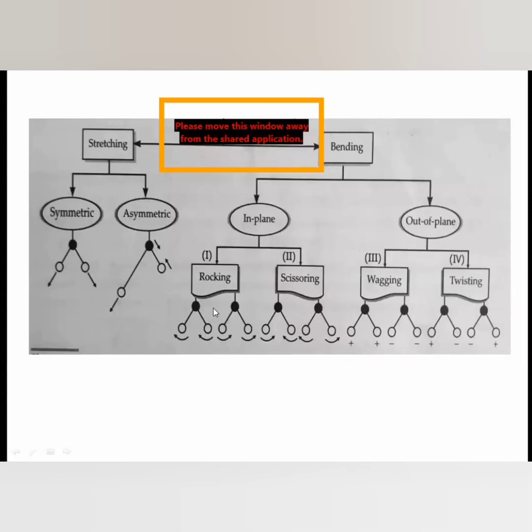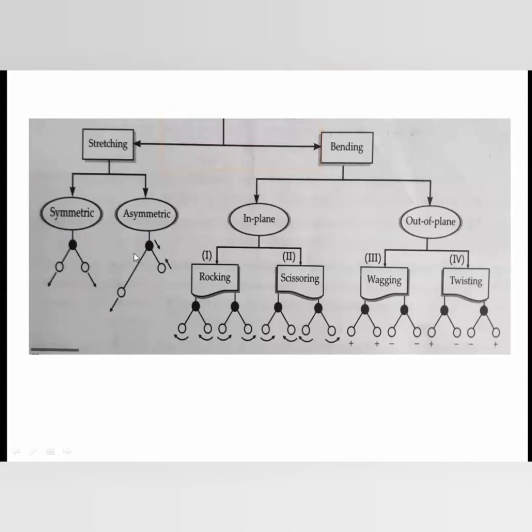We can represent the two modes of vibration symmetrically. The stretching has two types: symmetric stretching, where the bond lengths change simultaneously, and asymmetric, where one changes and moves away from the central atom. Bond angle changes. One comes closer to the central atom. That is known as asymmetric mode of vibration.